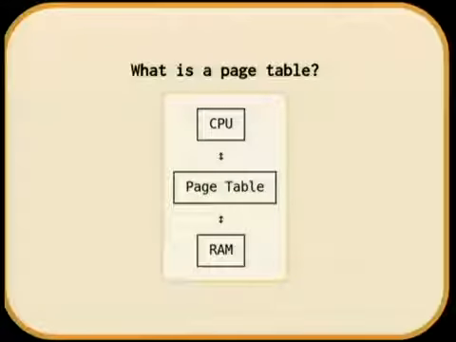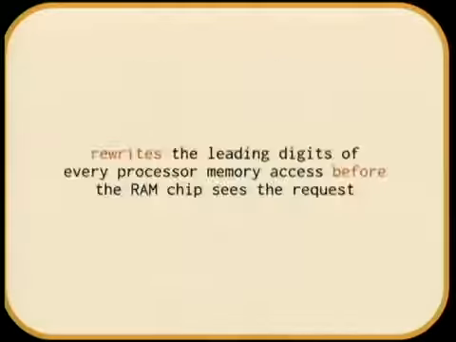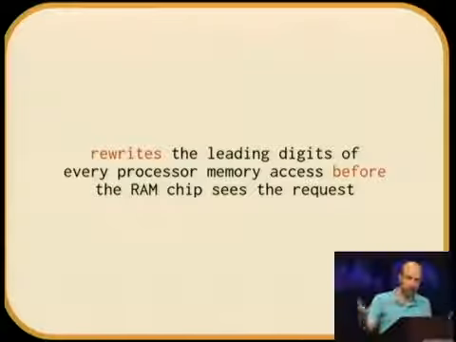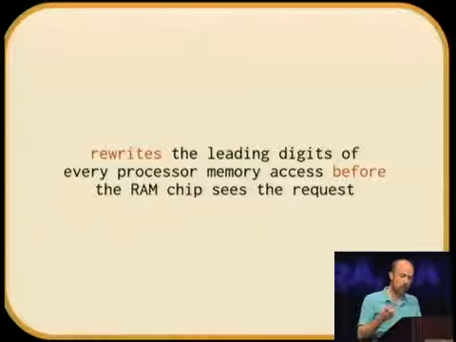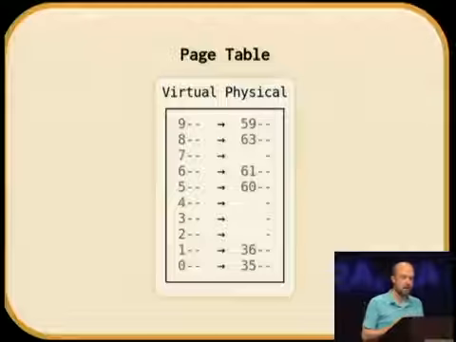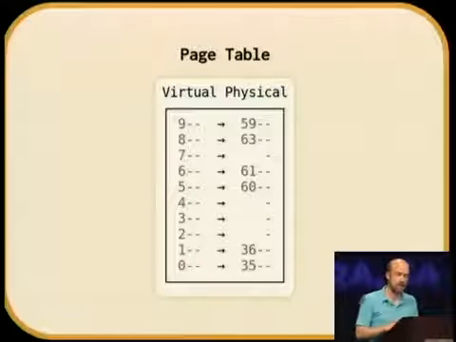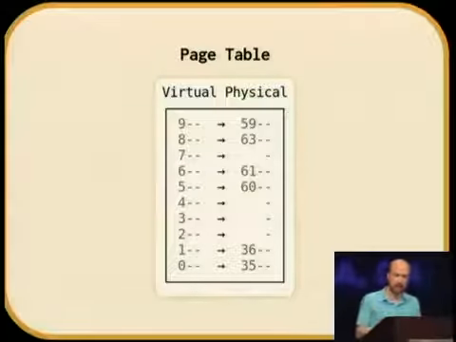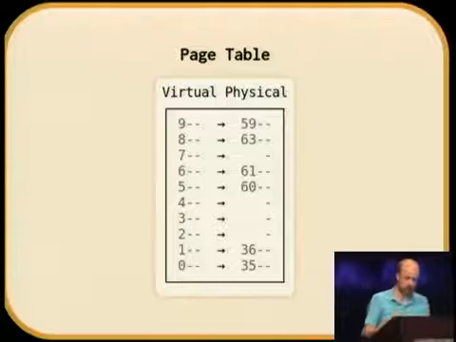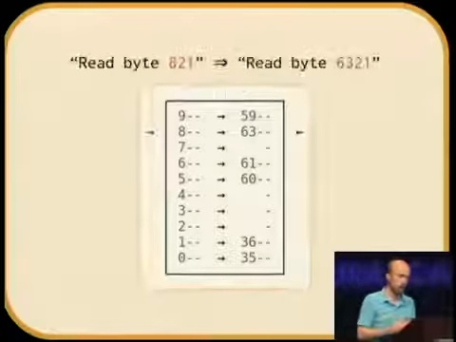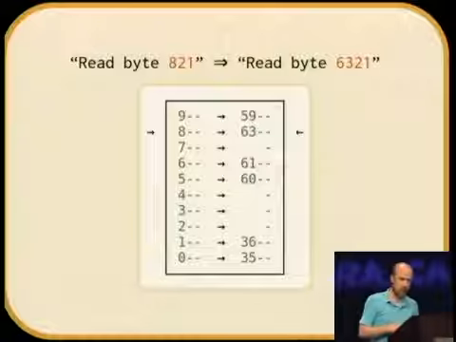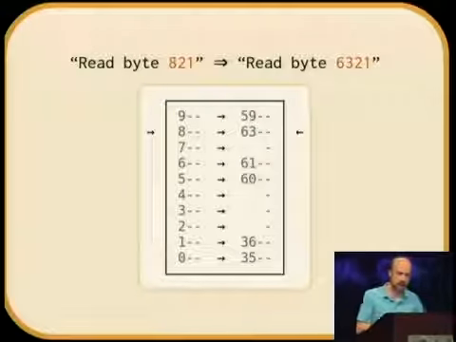Now, what is a page table? It sits in between the part of the CPU that runs your code and the RAM on your machine, and it rewrites the leading digits of every processor memory access before the RAM chip gets to see it. Here's an example. The addresses that your process asks for are called virtual, and the actual addresses delivered to RAM are called physical. So this example page table, remember, only looks at the leading digits.